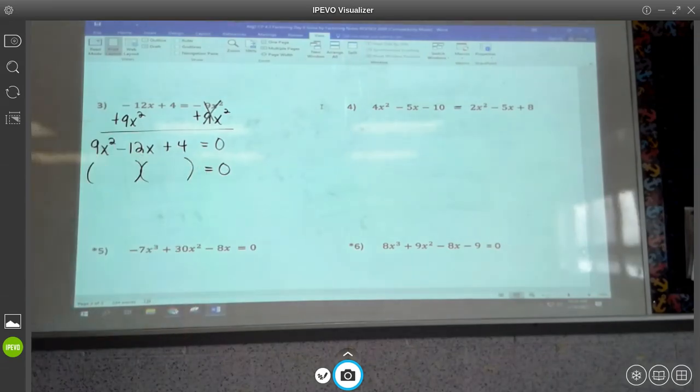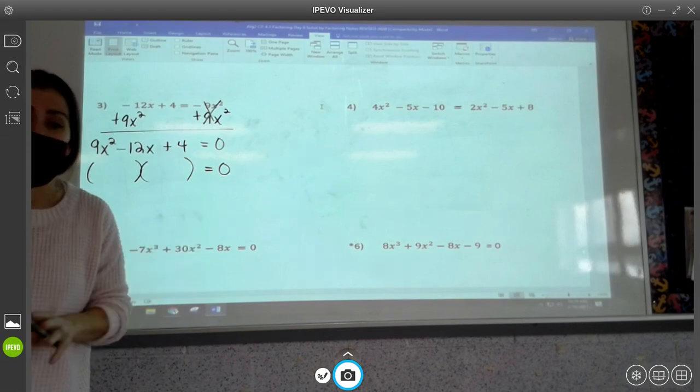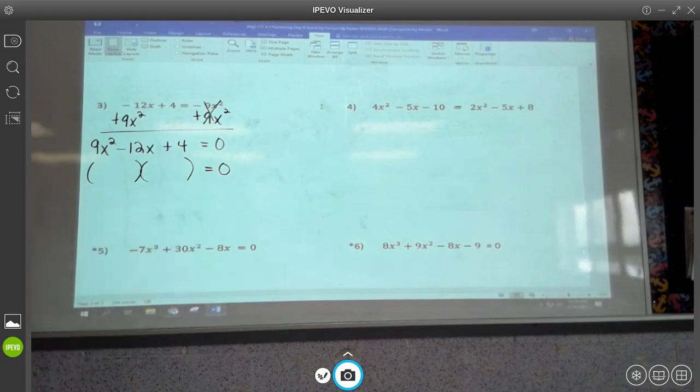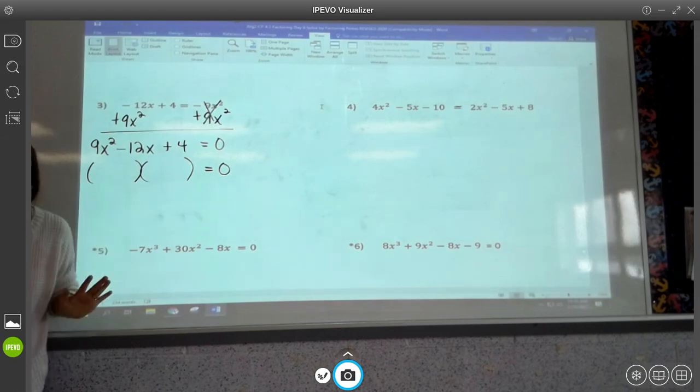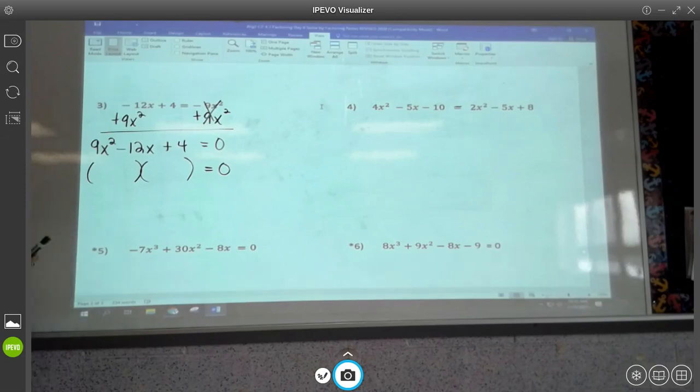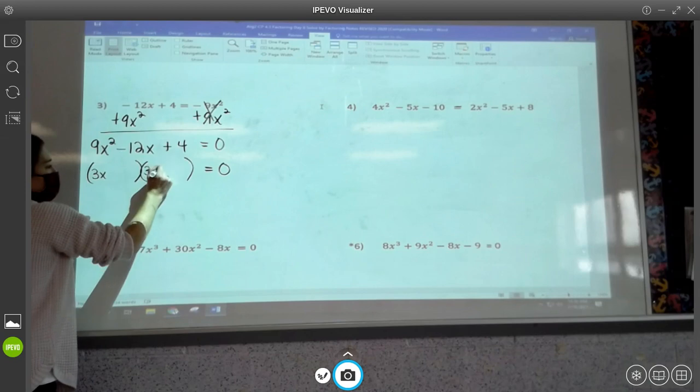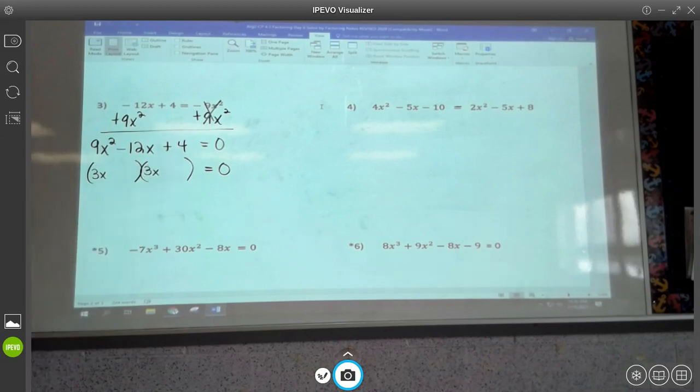So again, you're going to have to sit here and play around with your rainbows and find the numbers that work. But we know whatever we put in the first two spots has to multiply to a 9x squared, right? So that leaves us with the options of 9x and 1x, or 3x and 3x. Just because I've already showed you how to factor, I'll spoil it. I'll tell you, it is 3x and 3x. That's what we're going to need to get our 9x squared here and to make our rainbows work to get that negative 12x in the middle.